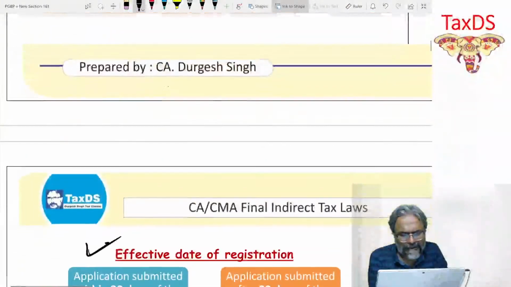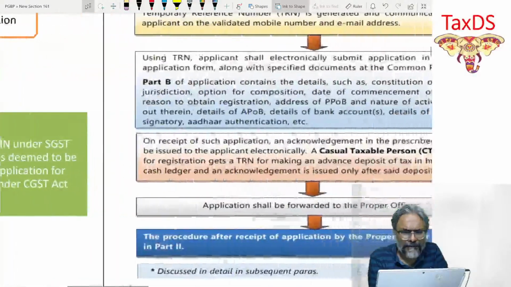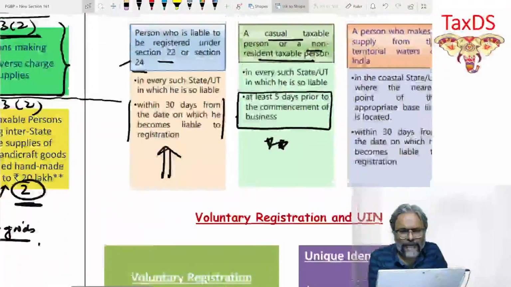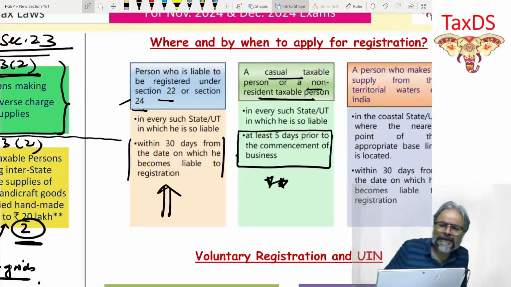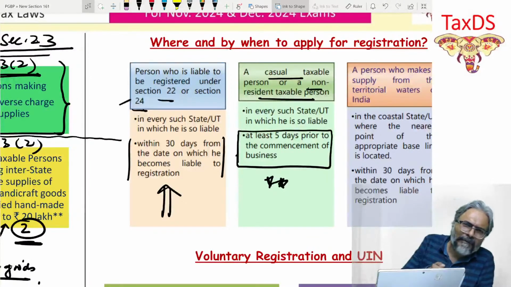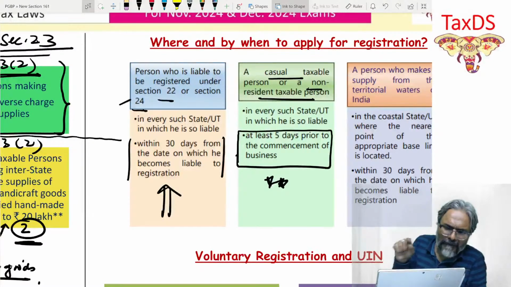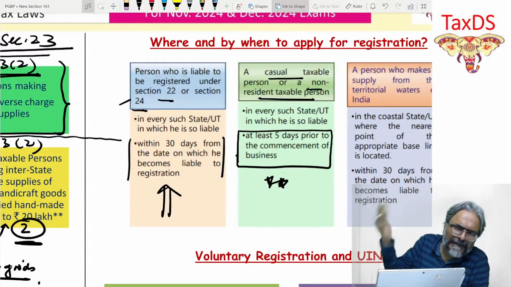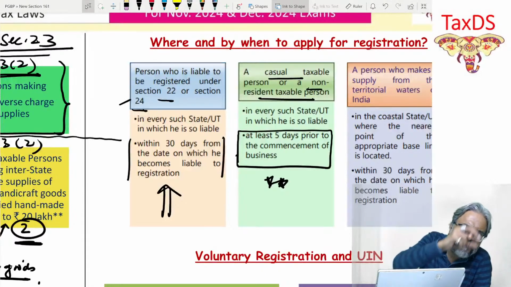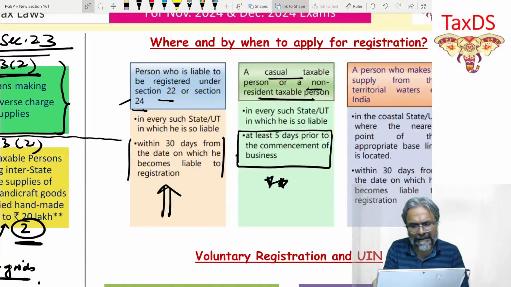This is what we have discussed, students, up till that point. Thereafter, students, the effective date of registration we have already discussed. Then, if you recall this particular point, one important point was in respect of the casual taxable person or a non-resident taxable person. The other person will have to get themselves registered by making an application within 30 days, is what we have seen. But for this particular category of person, we know that before they commence their business in the other state where they would be considered a casual taxable person, they need to get themselves registered at least 5 days in advance. That exactly is the point.